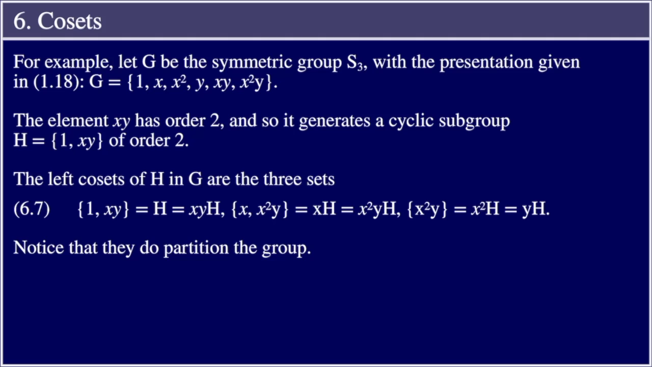For example, let G be the symmetric group S3 with the presentation given in 1.18. G equals {1, x, x squared, y, xy, x squared y}. The element xy has order 2, and so it generates a cyclic subgroup H equal to {1, xy} of order 2. The left cosets of H in G are the three sets 6.7: {1, xy} equals H equals xyH. The set {x, x squared y} equals xH equals x squared yH. The set containing y equals {x squared, y} equals x squared H equals yH. Notice that they do partition the group.